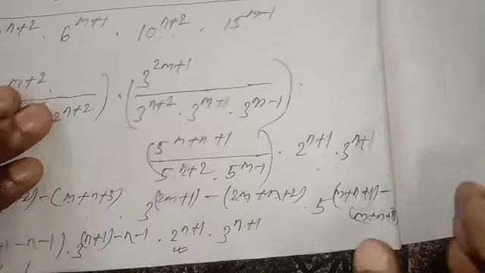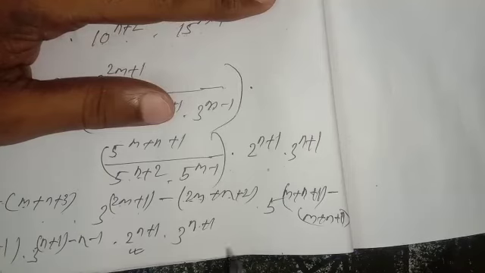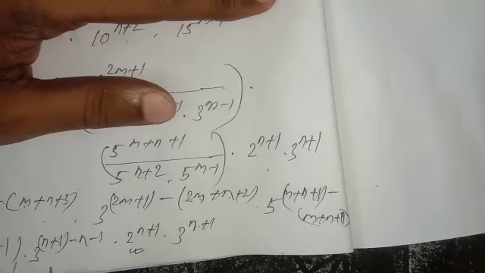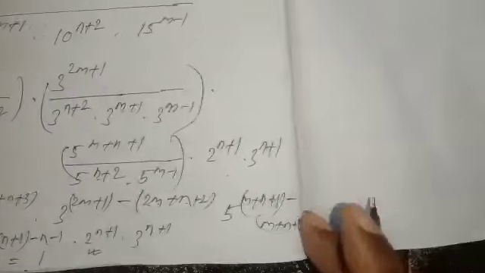Next it is coming 5. If you open the bracket, this will all be cancelled, means 5 to the 0. 5 to the 0 means 1. Final answer coming 1. Okay. Number 2, second part completed. Let us go to the next part.